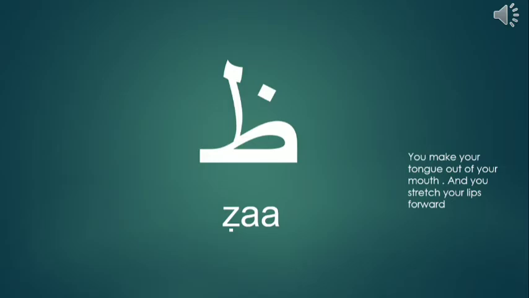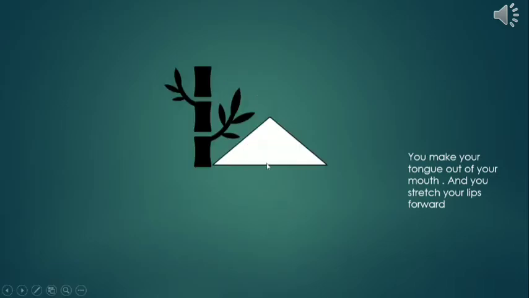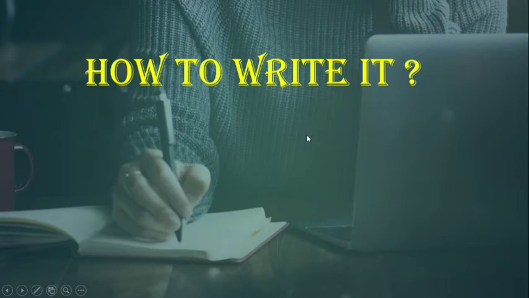Va, you make your tongue out of your mouth and you straighten your lips forward. It is like the V in English, but you make your tongue out of your mouth, like va, va, va. It is like a triangle and a stick and there is a dot above it. So how can we write it?